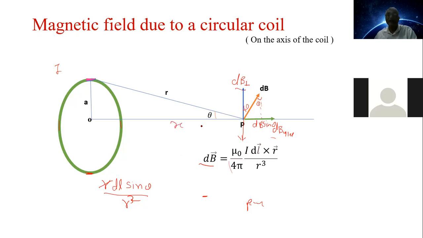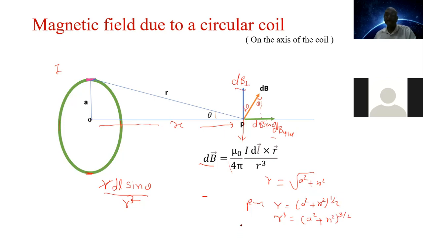Let us take this point P at a distance x. This point P is at a distance x from the center. Therefore, R is equal to under root of a square plus x square. So R is equal to a square plus x square bracket raised to half. And therefore, R cube is equal to a square plus x square bracket raised to 3 by 2.